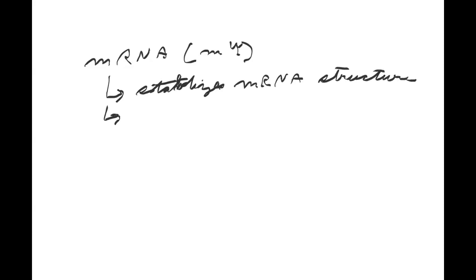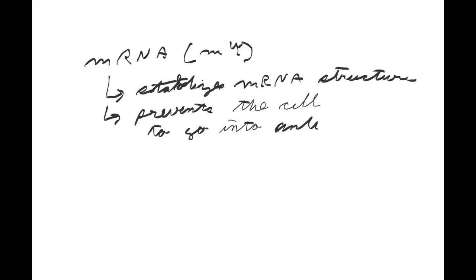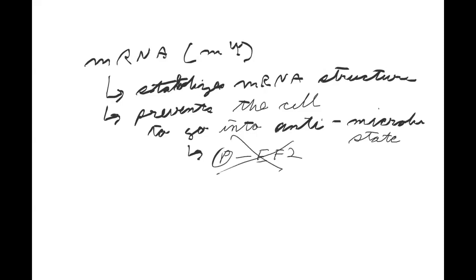Two, it prevents the cell from going into an antimicrobial state by preventing the phosphorylation of the elongation factor, which leads to making protein. Okay, so they're flying underneath the radar of the innate immune system.